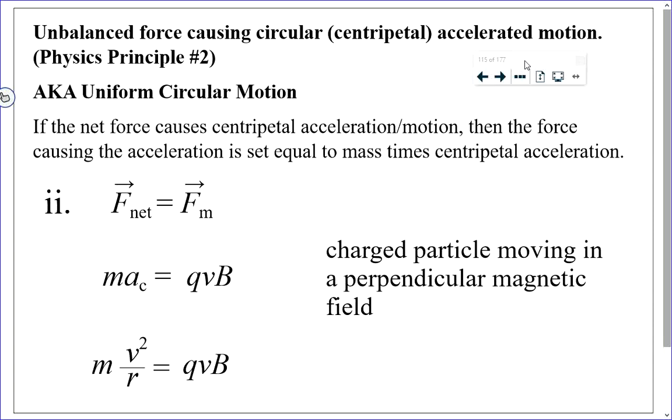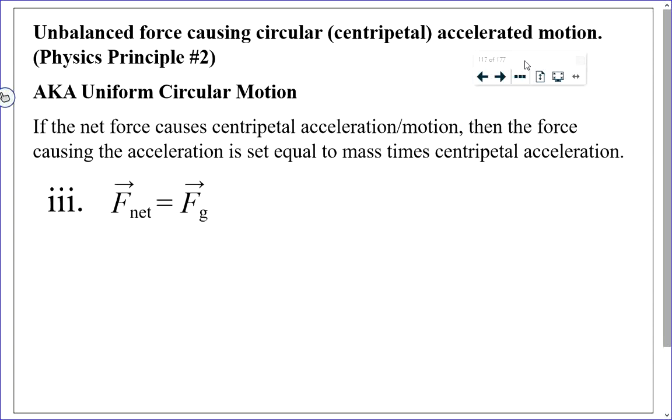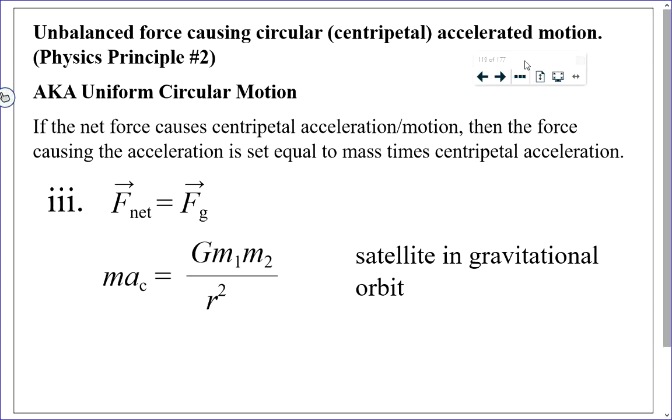Can we apply F net equal to Fg? Certainly, except that you did this in Physics 20. I don't see any reason why you would have to do what I'm about to show you on a diploma exam, but I'm including it here for completeness sake. You would say ma equals GMm over r squared, and hopefully you remember doing this in Physics 20. This becomes mv squared over r equals GMm over r squared.